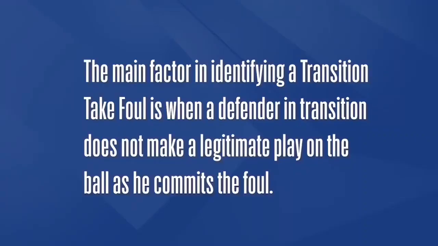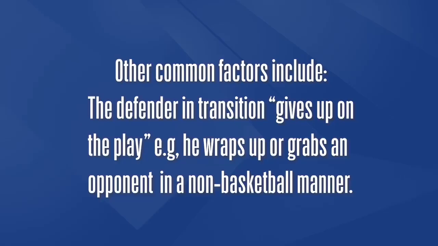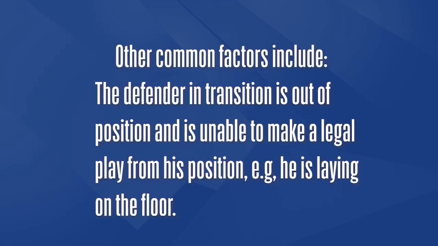The main factor in identifying a transition take foul is when a defender in transition does not make a legitimate play on the ball as he commits the foul. Other common factors include the defender in transition gives up on the play. For example, he wraps up or grabs an opponent in a non-basketball manner. Or the defender in transition is out of position and is unable to make a legal play from his position. For example, he is laying on the floor.